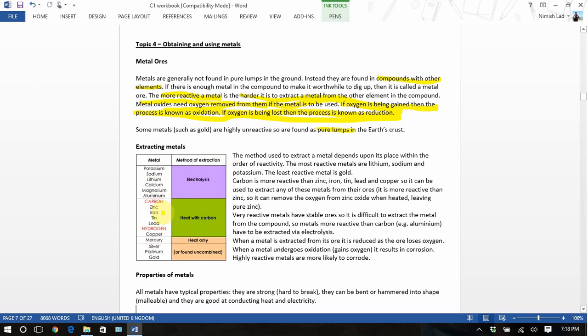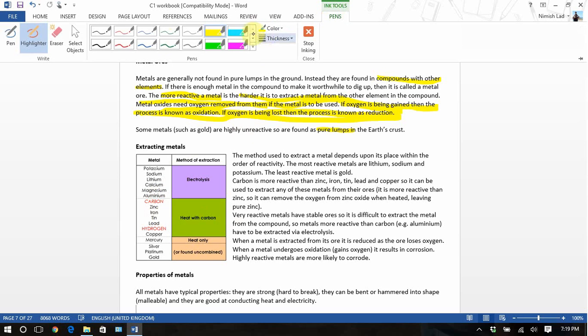Anything below carbon, you can pretty much heat with carbon to extract it. So if you had iron oxide and you wanted just iron, you'd heat it with carbon to get the iron out. The way that works is because the carbon is more reactive than the iron, so it takes the oxygen away from the iron oxide. So iron oxide plus carbon, heat it up, you end up with iron plus carbon dioxide.